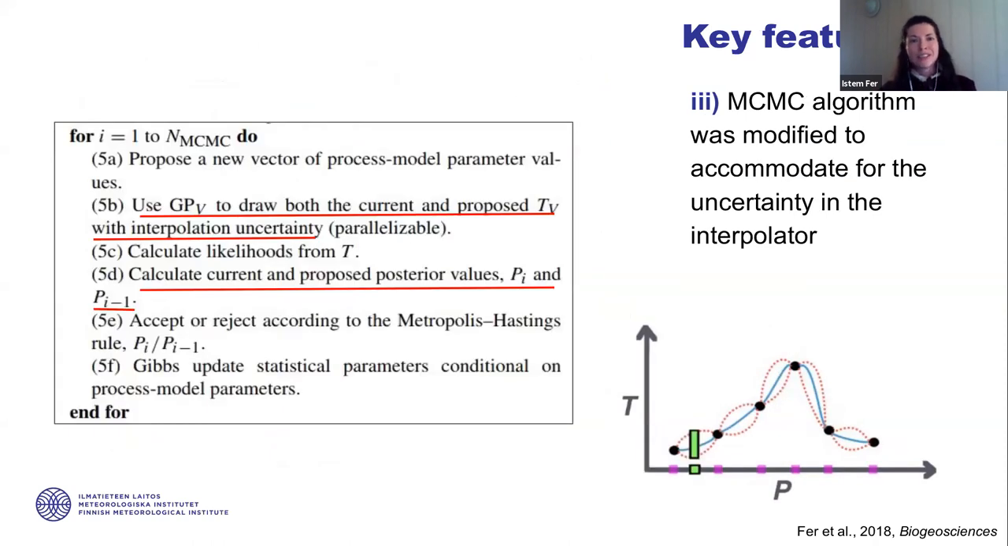And finally, another trick needed to make the emulator-based MCMC work was to modify the algorithm a little bit to accommodate the interpolation uncertainty in the emulator, because with the emulator, you have a stochastic model instead of your deterministic process-based model. So you need to make sure you're using an algorithm with proper configurations.